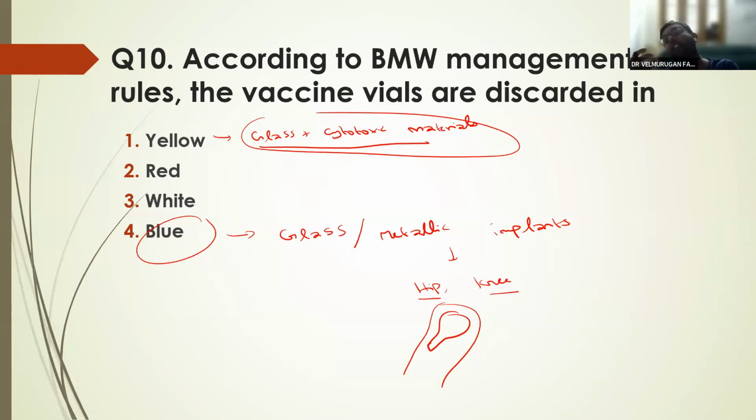Only empty glass or vial without cytotoxic material goes in blue. Cytotoxic material is like some cancer drug. If some cancer drug is within a glass vial, then we should not put it in blue, we have to put it in yellow. So anything which has cytotoxic material should come only in yellow. What are the glasses? Ampule, vial. These are some examples of glass.